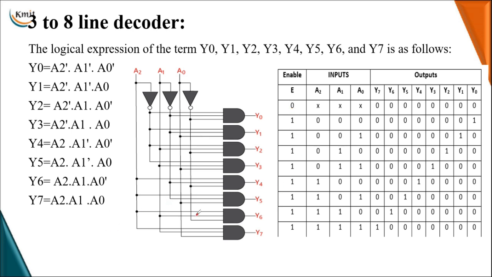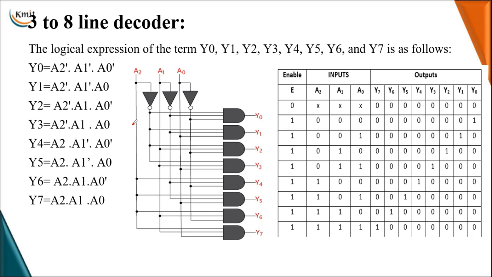Now the enable input is connected to all the AND gates, acting as one of the inputs of all 8 AND gates. Next, based on your output expressions: here I have not mentioned the enable input, so you can also include it. Y0 is equal to A2 bar into A1 bar into A0 bar. Y1 is equal to A2 bar into A1 bar into A0, 0 0 1. Y2 is equal to A2 bar into A1 into A0 bar.